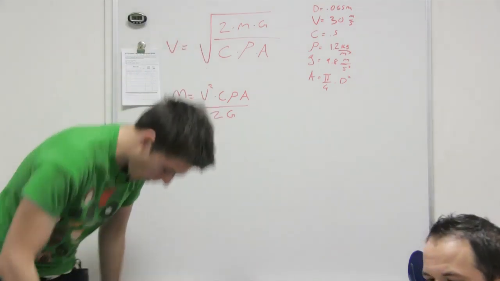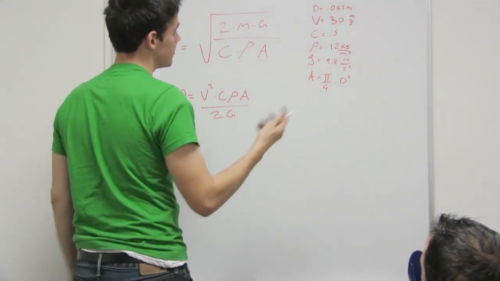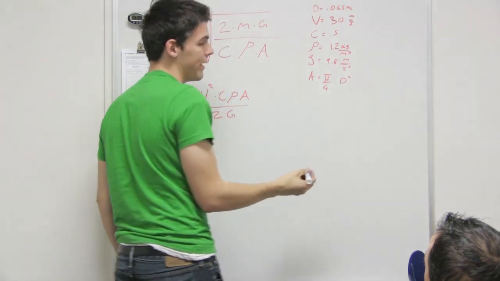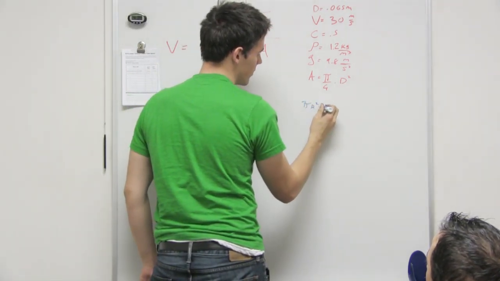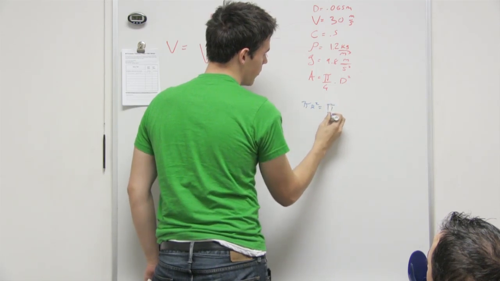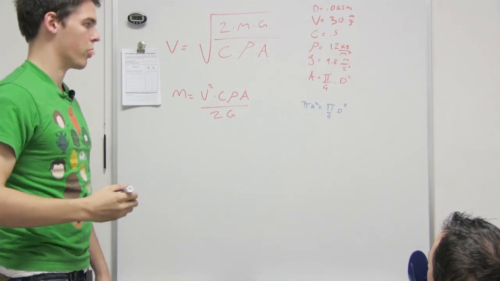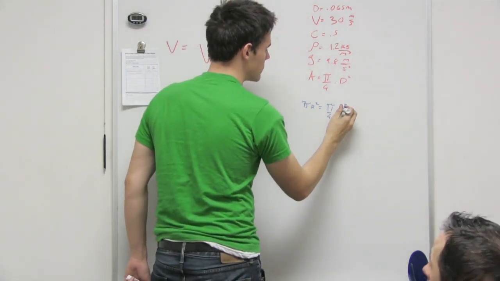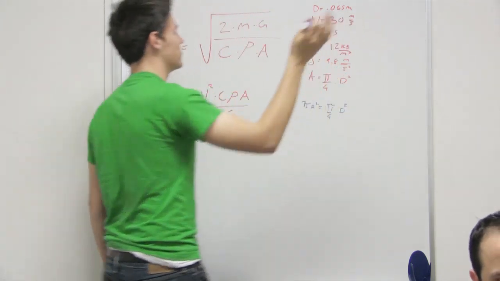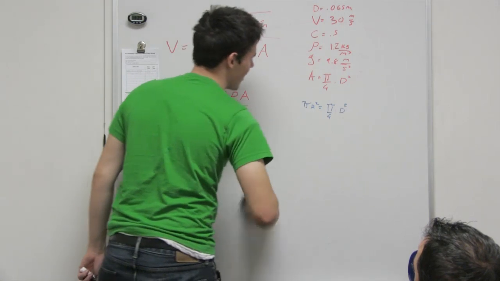So how did you get the 4 down here? Because pi r squared is the same thing as pi over 4 times d squared, so you don't have to change d to r. I see my error. I forgot to convert diameter to radius. I was treating that as a radius instead of a diameter. Oh, got it, yeah.